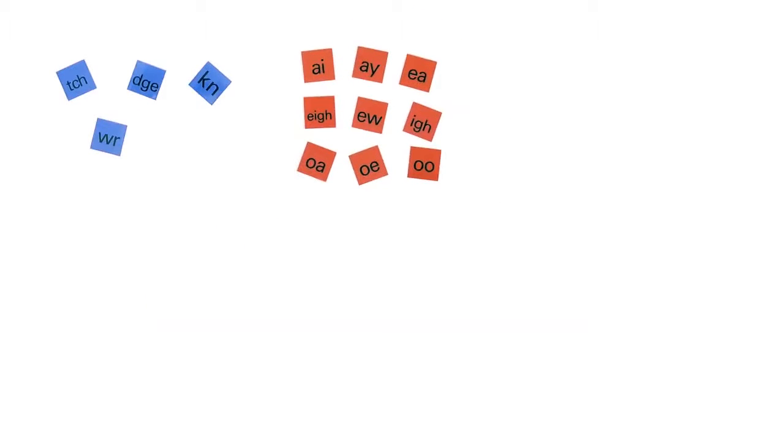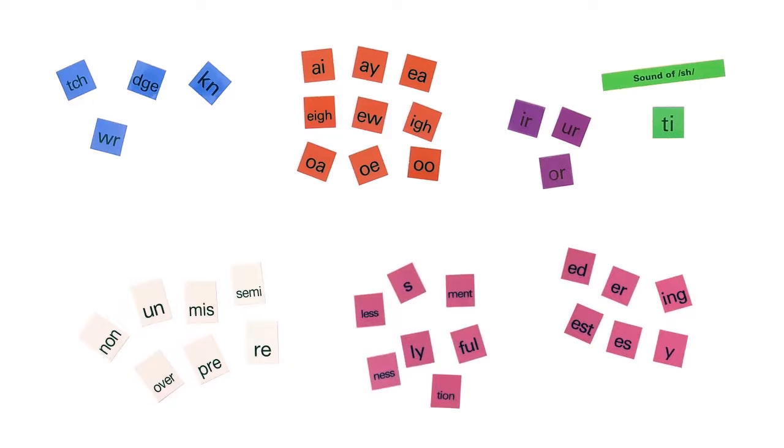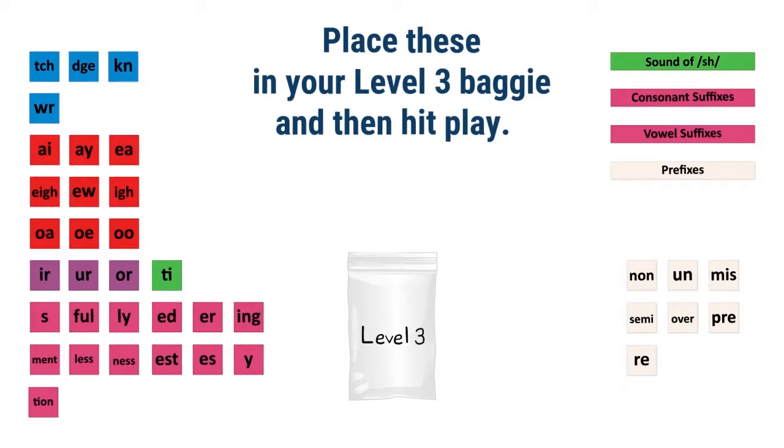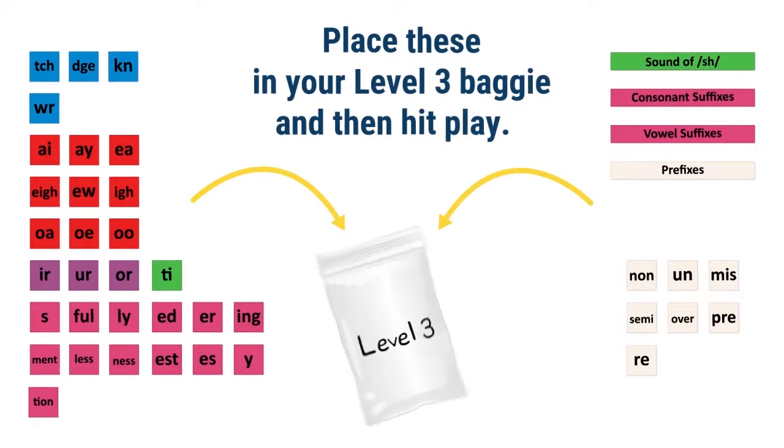Next, you'll need 2 small plastic baggies. Label one Level 3 and the other Level 4. Let's fill your Level 3 baggie first. You'll need these tiles, these consonant teams, these vowel teams, the IR, UR, purple OR tiles, the sound of sh label and the TI tile, prefix and suffix tiles, and prefix and suffix labels. Now go ahead and pause the video again and place these tiles and labels in the Level 3 baggie. After you're done, click to play to complete your setup.